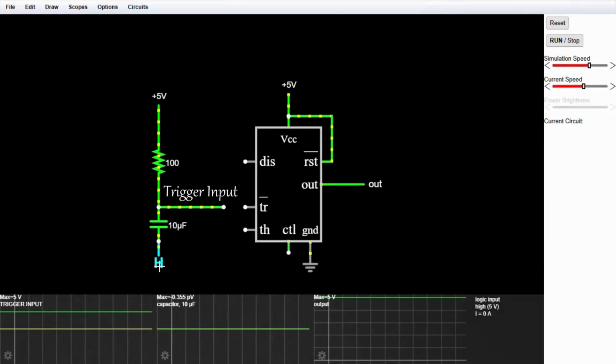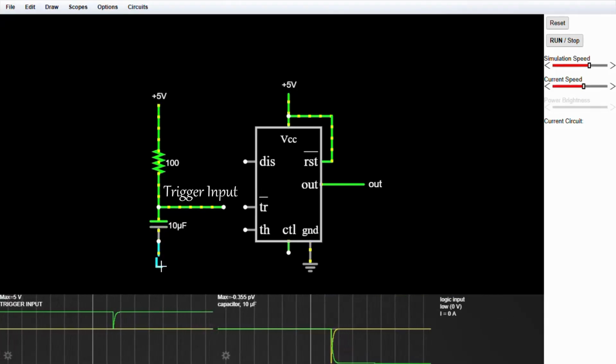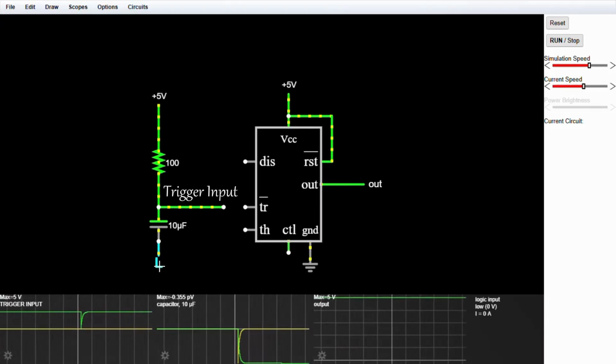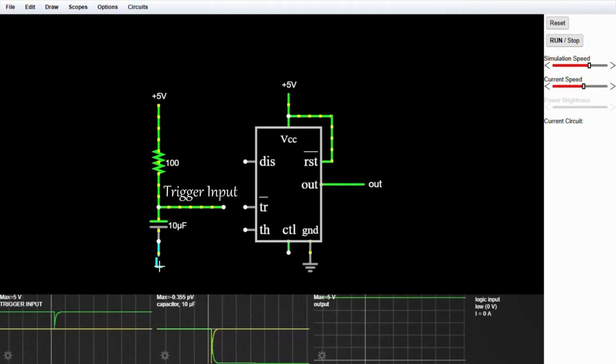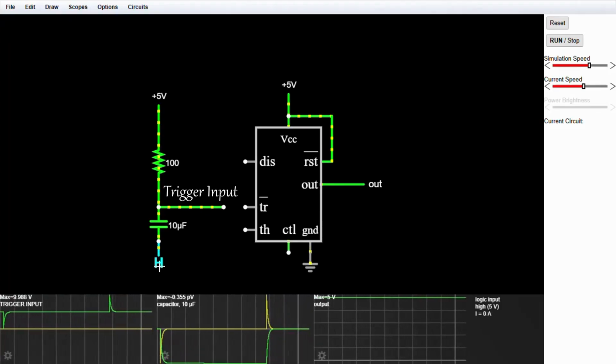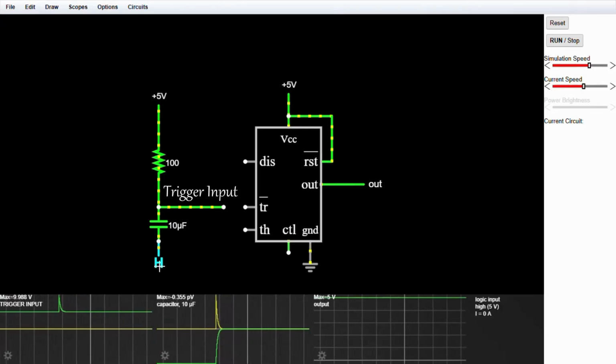If we switch from high to low, then below on the scope we can see that at trigger input, for a moment voltage goes from 5 volt to 0 volt and then comes back to 5 volt. And if we switch low to high, then voltage goes 5 to 10 volt and then comes back to 5 volt.